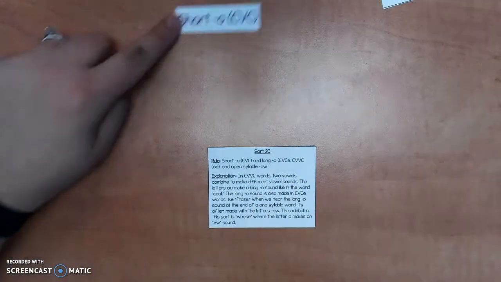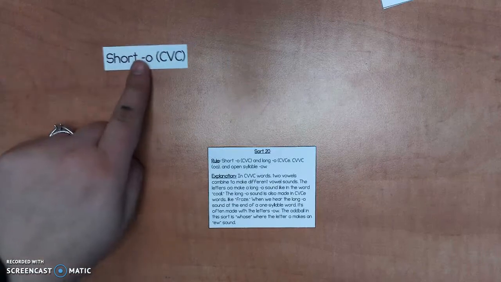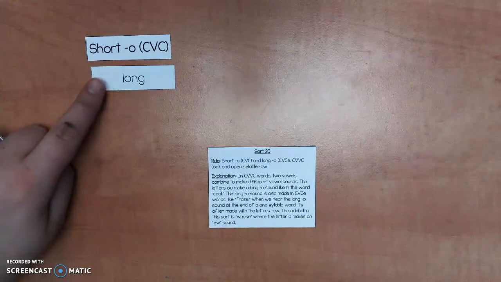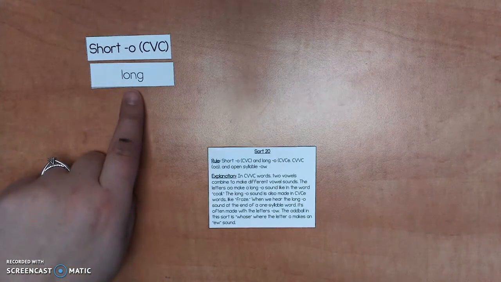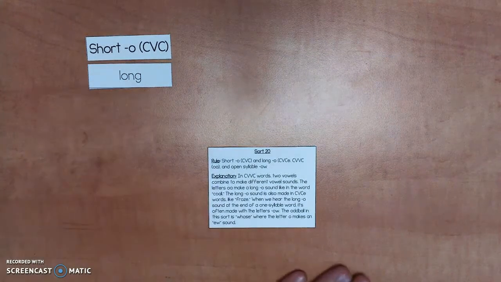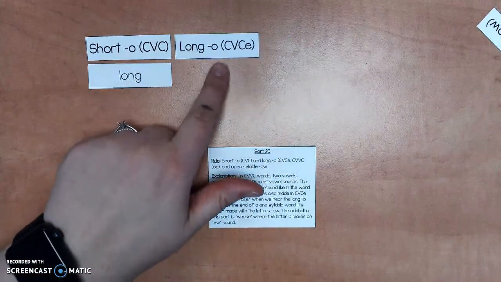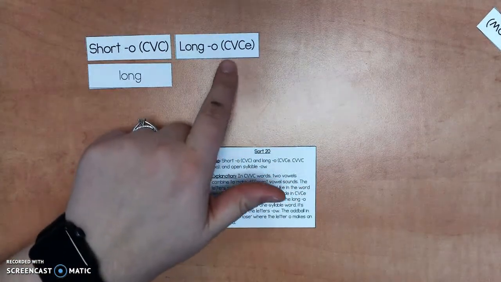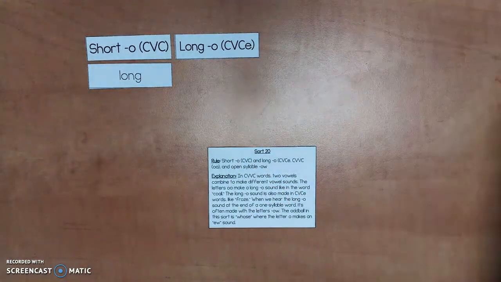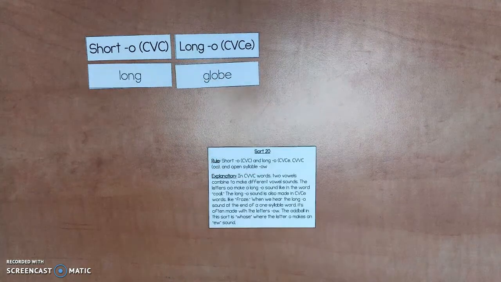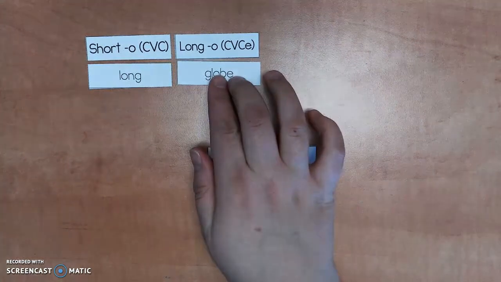So we have the short O sound, which is the sound that we learn when we first learn, what sound does O make? And that's like an ah sound, like in long. And then we'll talk about our CVCE, our long O. So that's the O sound that we would hear in CVCE words like the word globe, there's that O sound, globe.